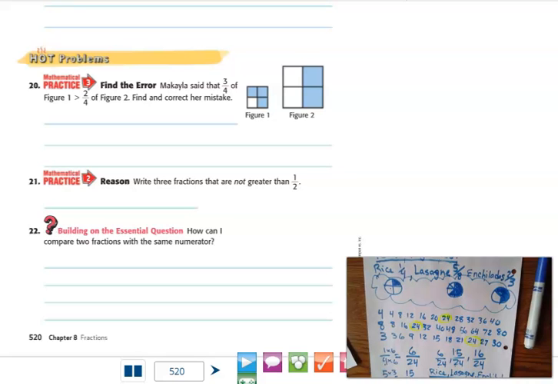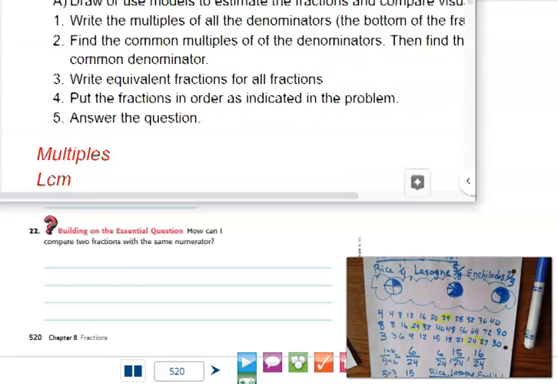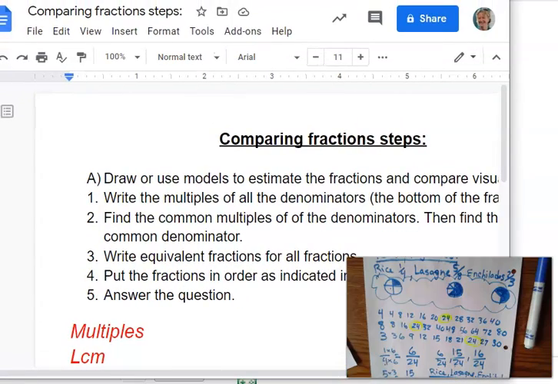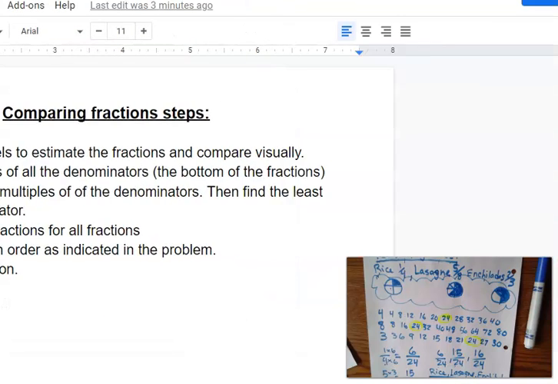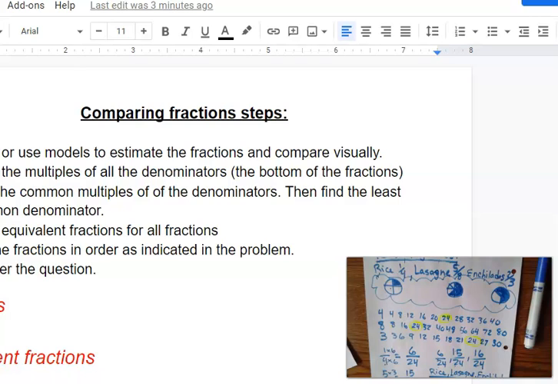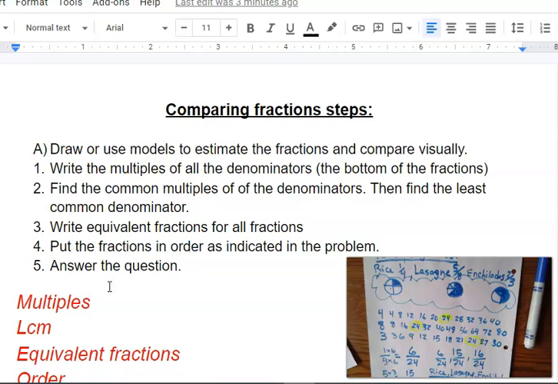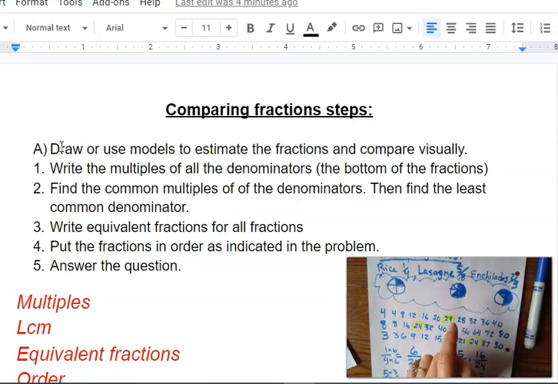I also made this, and I'm going to try and attach it to the lesson, because I think this will help you with your independent work. Let me do this. I'm going to share it with you as well. Okay, so I put the steps. First, you want to draw or use models to estimate the fractions and compare visually. So that's what I'm doing here in my model, the pictures. Okay, so that's part A. That's an estimation step that is really helpful to help you get through the rest.